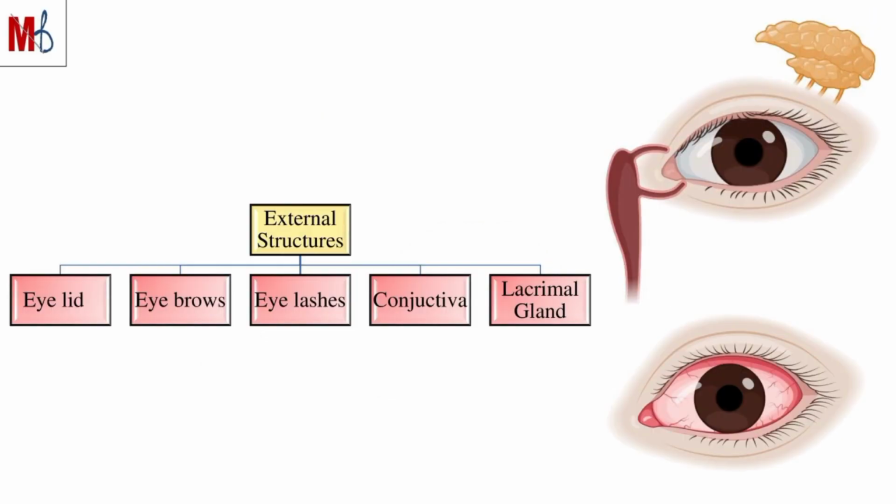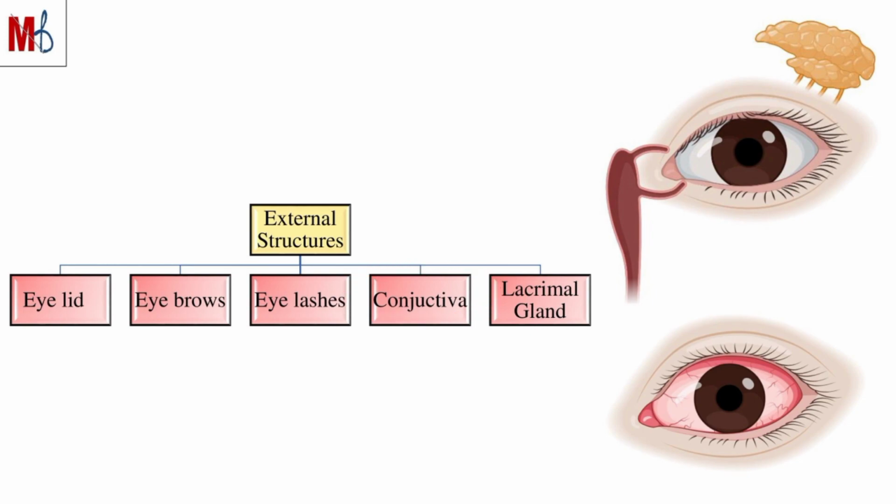So far, we have seen the internal structure of the eye. Now let's see what are the external, or we can say accessory, organs of the eye. These include eyelid, eyebrows, eyelashes, conjunctiva and lacrimal gland. Eyelid, eyebrows and eyelashes act as protective organs, while conjunctiva is a thin membrane-like structure which covers the sclera.